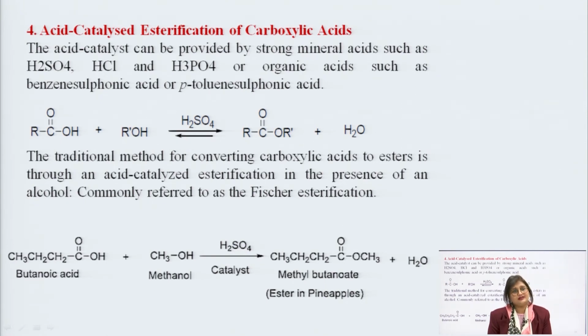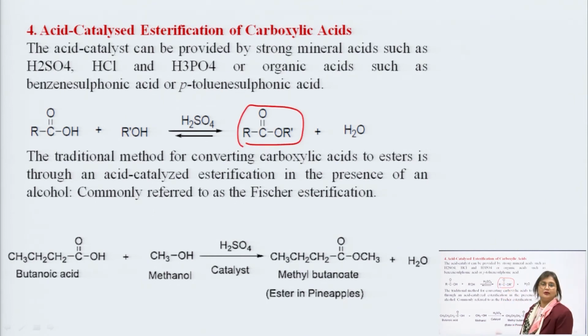So, what is happening here is, carboxylic acid reacts in the presence of these acids, for example sulfuric acid, hydrochloric acid, phosphoric acid, other organic acids such as benzene sulfonic acid, paratoluene sulfonic acid, etc., to form an ester, RC double bond O R dash.